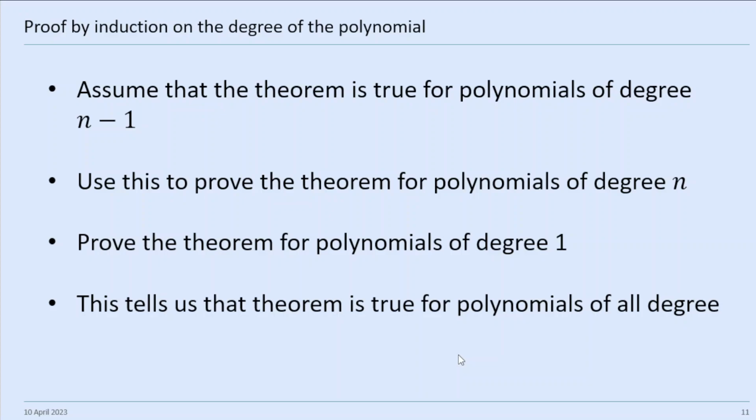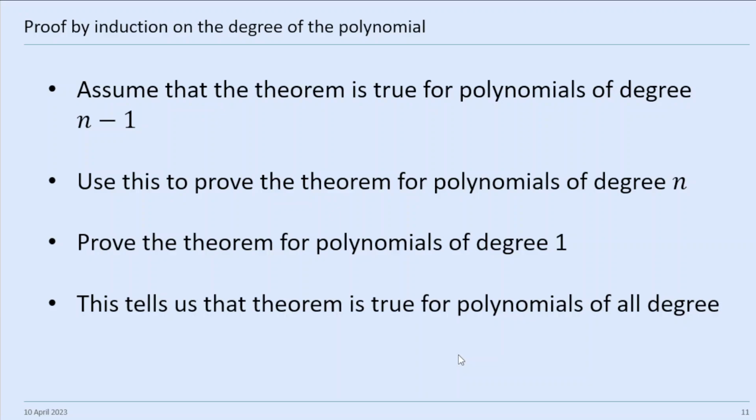So, proof by induction. We start by assuming the theorem is true for polynomials of degree n minus 1. We then use this to prove that the theorem is true for polynomials of degree n, so prove it's true for polynomials the next degree up. And then if we can prove it's true for polynomials of degree 1, then it must be true for degree 2 by using those two rules above. And then if it's true for 2, it must be true for 3, and if it's true for 3, it must be true for 4, and all the way up, so it must be true for all positive integers, all natural numbers.